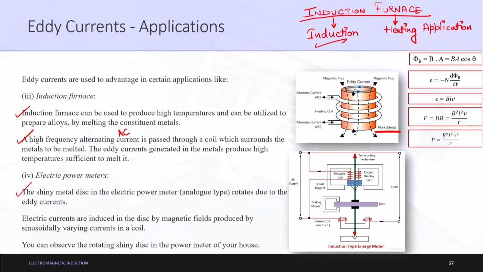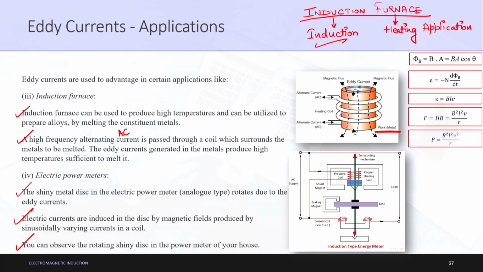Next, electric currents are induced in the disc by magnetic fields produced by sinusoidally varying currents in a coil. This is a typical example, please do not be frightened by this diagram, it is not of much use, but I explained the electric power meter using this photo. So, here induction is done, a pressure coil is used and this recording mechanism is used. This is the disc, it keeps on rotating and hence the numbers become visible. You can observe the rotating shiny disc in the power meter of your house.